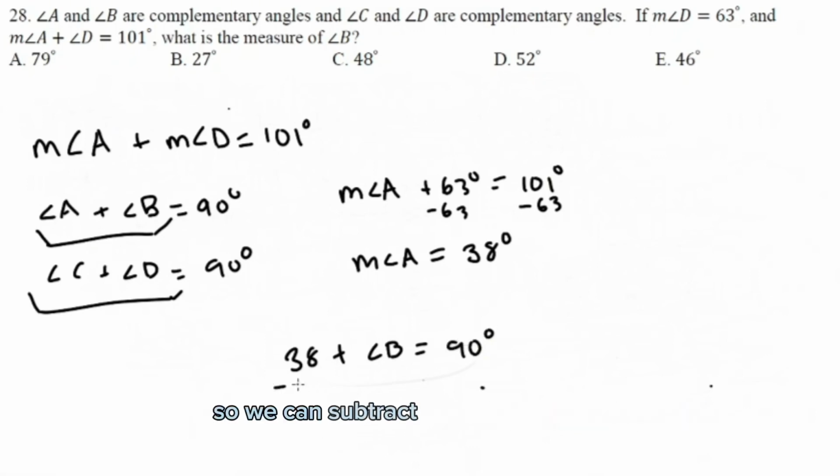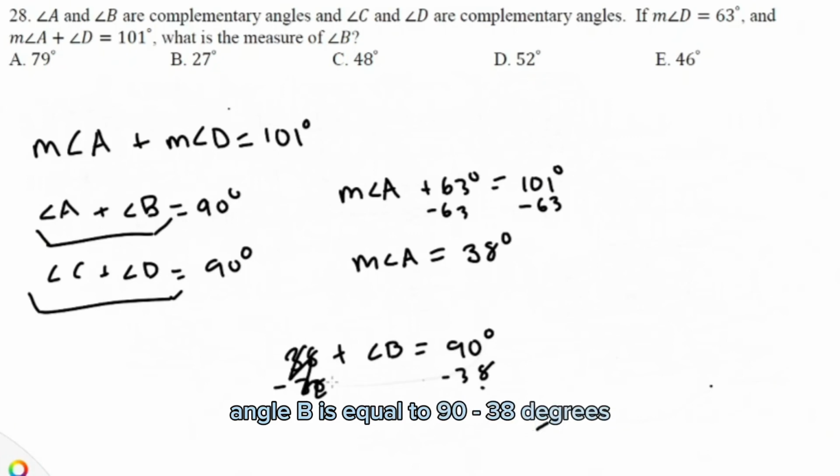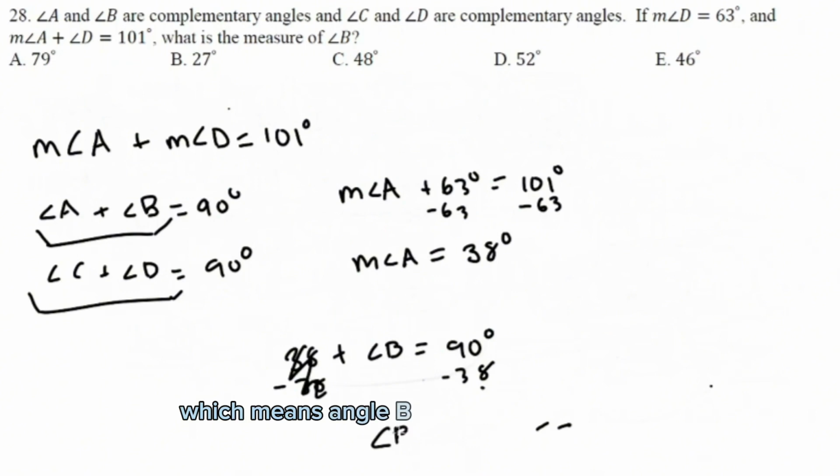Alright, so we can subtract 38 from both sides to get rid of the 38 and get B by itself, because that's what we're looking for. So the 38 minus 38 cancels out, so now we're just left with angle B is equal to 90 minus 38 degrees. 90 minus 38 is just 52 degrees, which means angle B is equal to 52 degrees, and that's your answer.